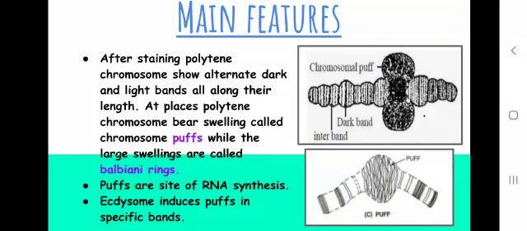Main features of these chromosomes. After staining, the polytene chromosome shows alternate dark and light bands all along its length. At places, the polytene chromosome bears swellings called chromosome puffs. In the diagram, the chromosome puffs or swellings are very clearly visible on the right side, while the large swellings are called the Balbiani rings. Puffs are sites of RNA synthesis. Ecdysone induces puffs in specific bands.